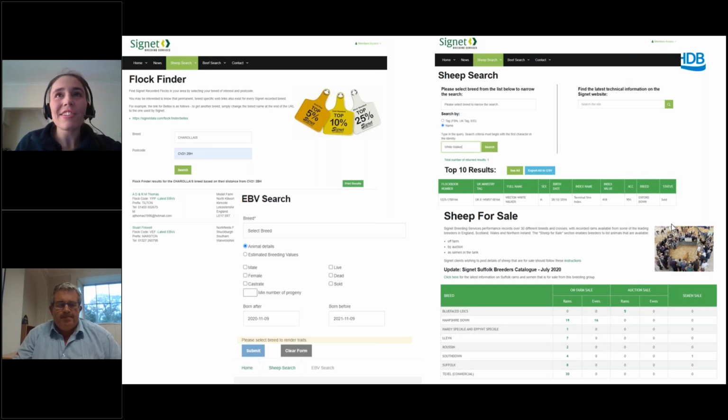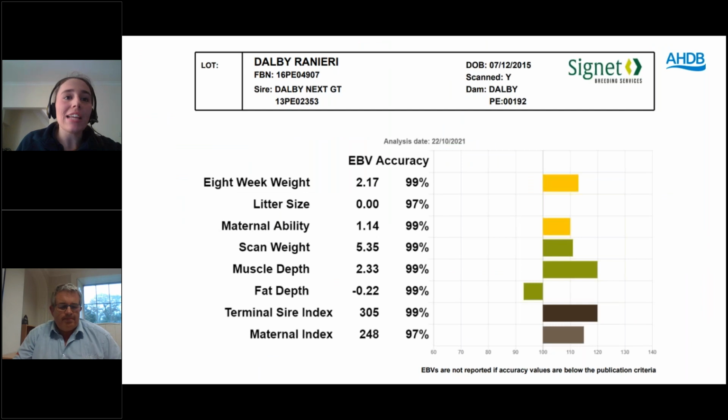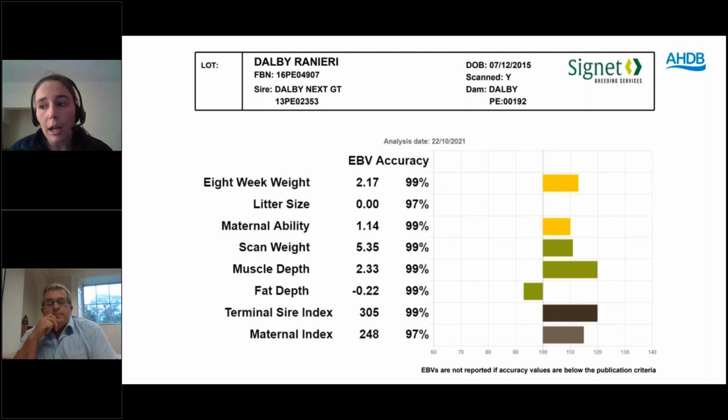I'm just going to, in the interest of time, move on, Dewi. Quickly, if you could just talk us through this sale chart, and this is what you will see when you go out looking for breeding stock or semen. Can you just talk us through what this actually means and the different important bits on this chart?